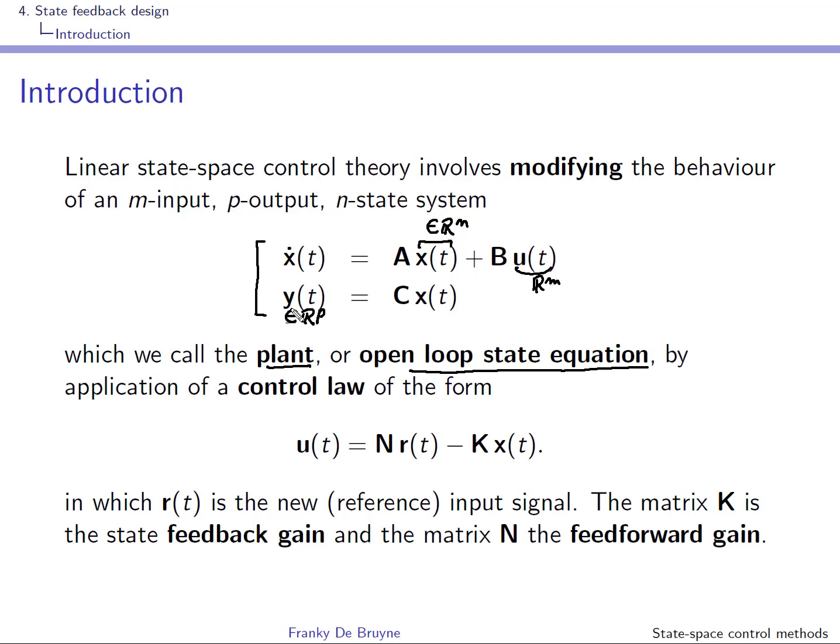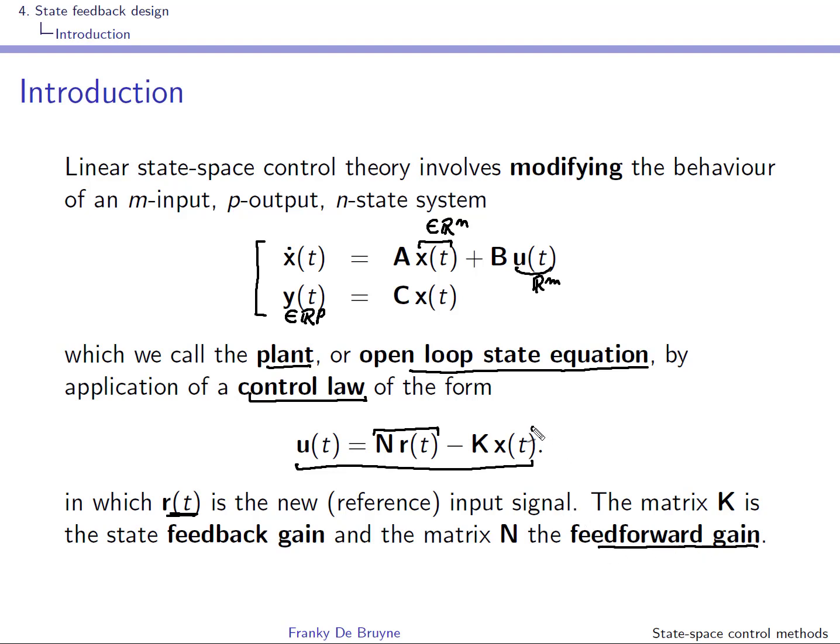So we would like to modify this open loop behavior to a closed loop behavior that we would like to master and impose. And for that we are going to use a control law, and the control law that we're going to use is as follows. u, the input, is N times r. r is the reference signal or the set point signal. This is the first term. It comes from the set point, from the reference, and therefore N is called the feed forward gain.